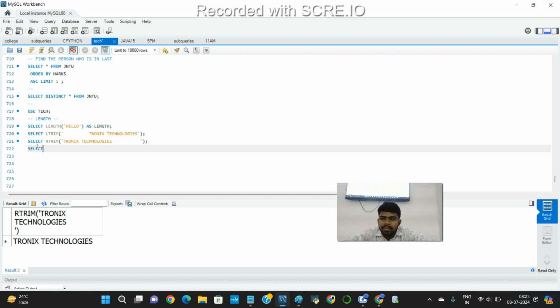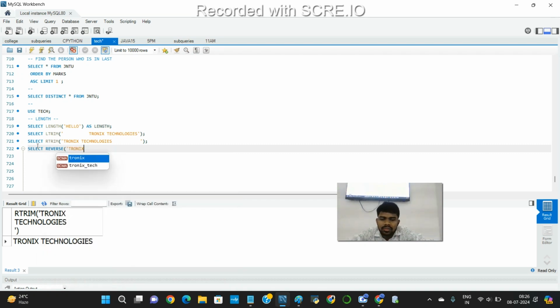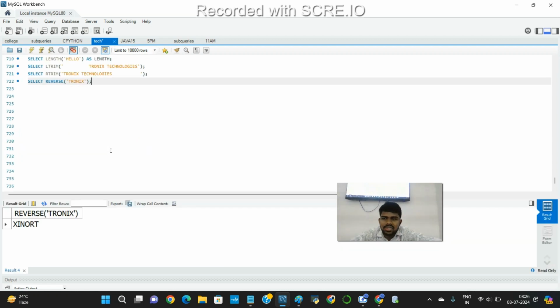In a similar way, I want to reverse this string. So REVERSE of Tranix. What is its reverse? Yes, it is reversed. So that is the purpose of the reverse function.